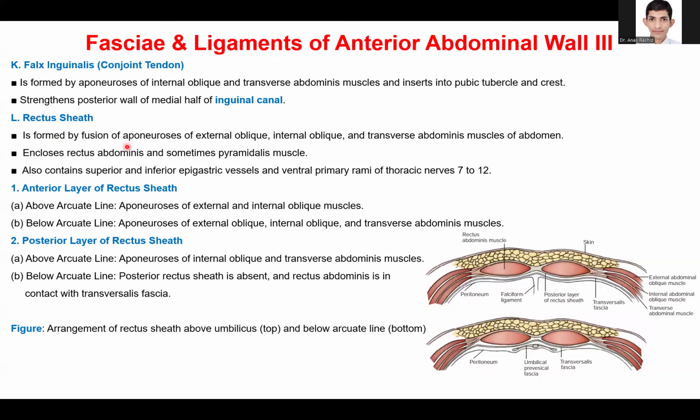Rectus sheath is formed by fusion of the aponeurosis of the external oblique, internal oblique, and transverse abdominis muscles of the abdomen, and includes the rectus abdominis and sometimes the pyramidalis muscle. It also contains the superior and inferior epigastric vessels and the ventral primary rami of thoracic nerves 7 to 12.